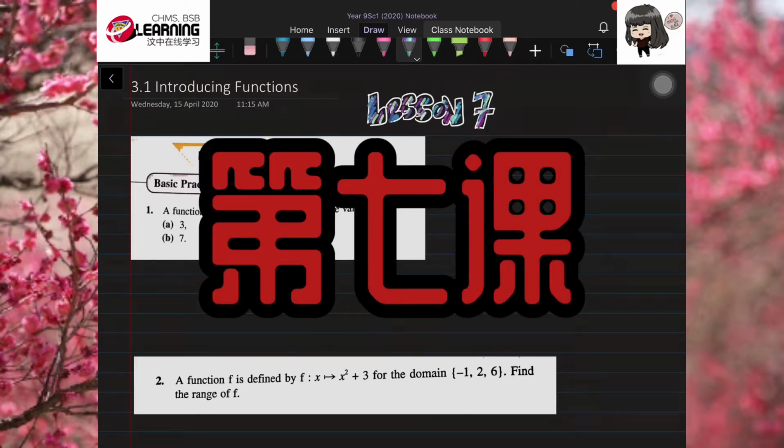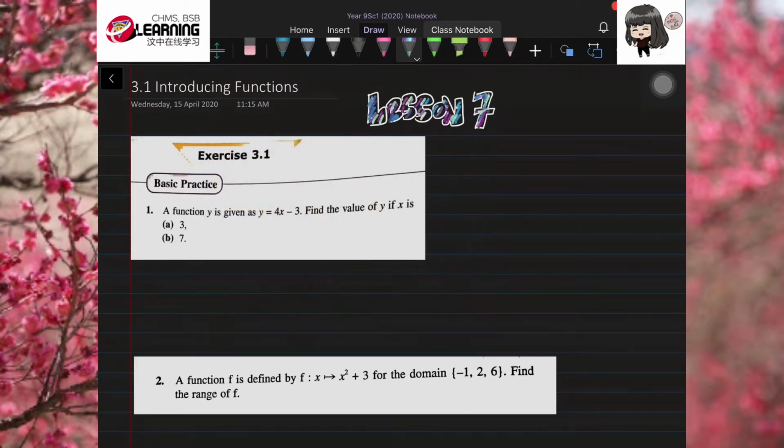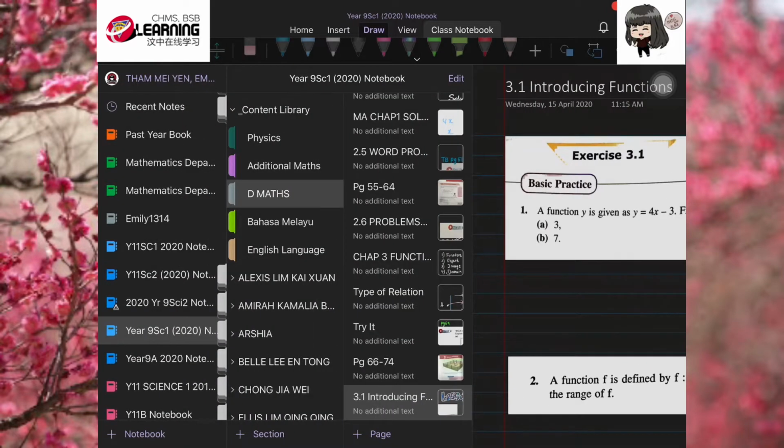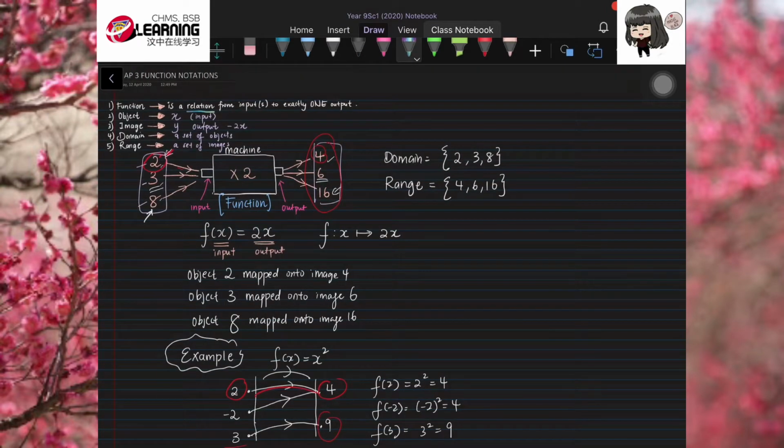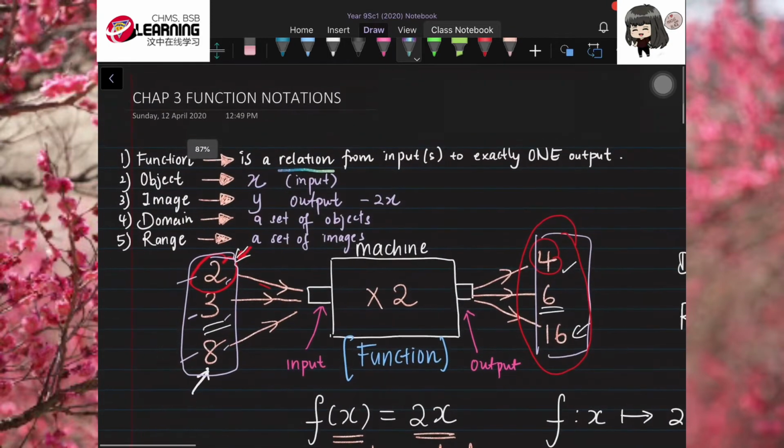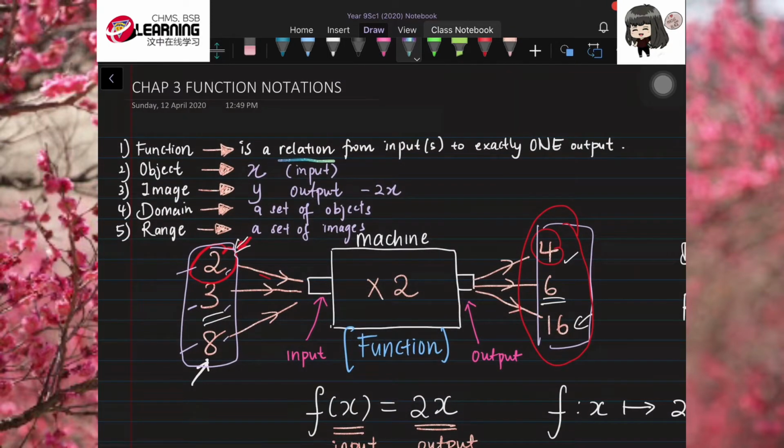In the previous lesson, lesson 6, I introduced you to functions. What does it mean by the function? A few terms that we need to know. Let me briefly recap what a function is.